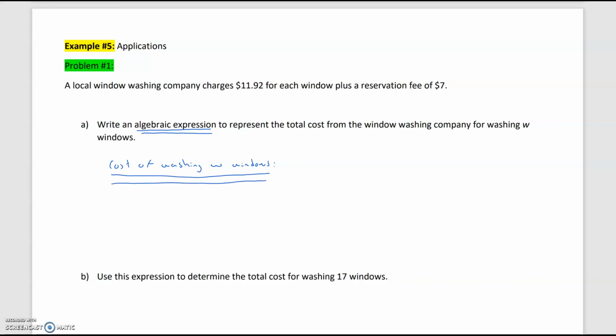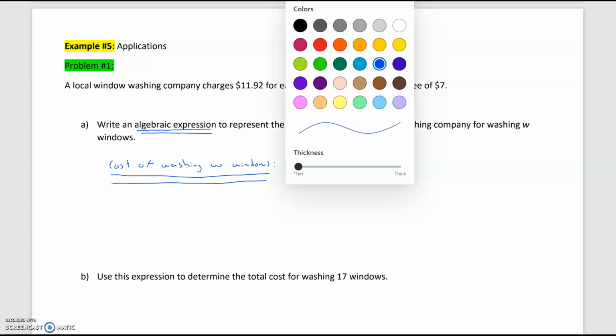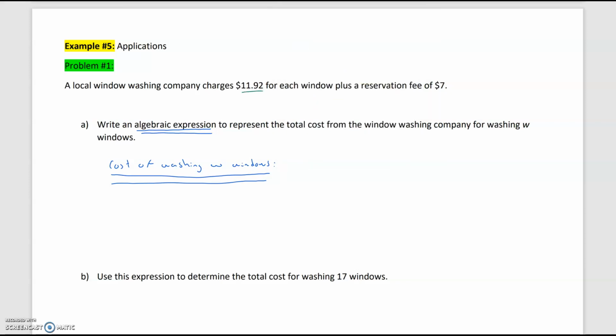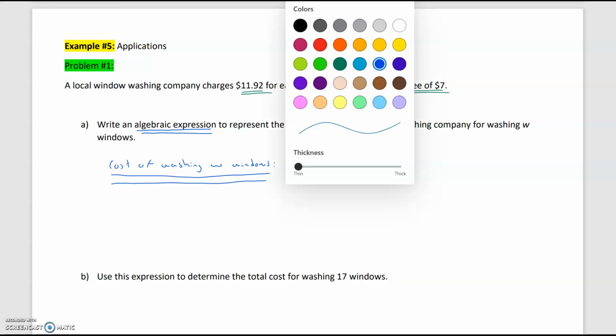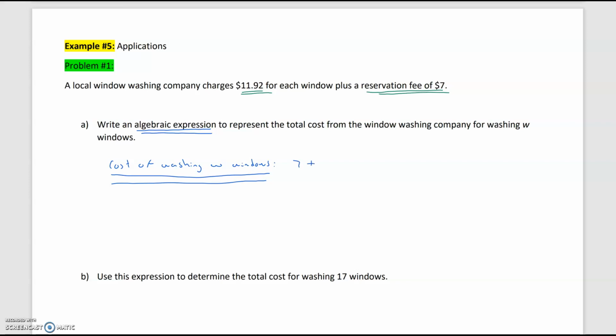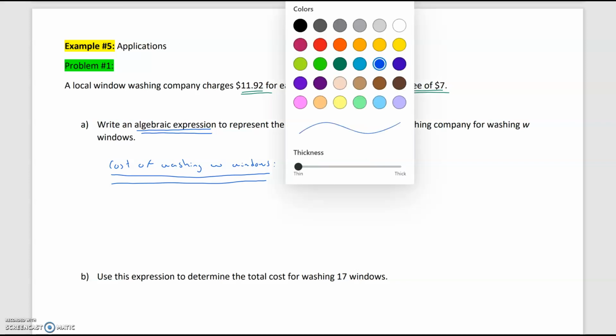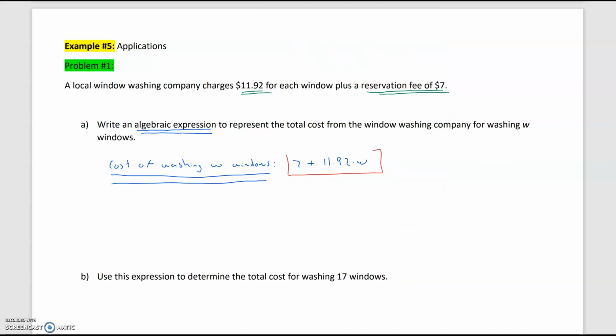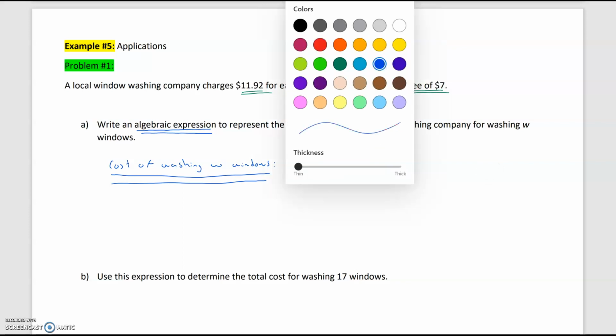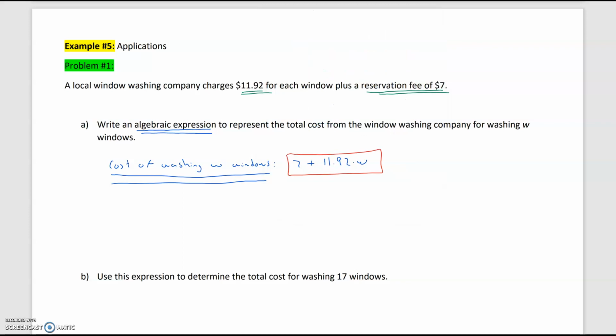And our expression here is going to be as follows. So the company states that they're charging $11.92 for each window plus a reservation fee. So in this case, the expression is going to have 7 plus the cost of each window. This will be 11.92 times W. This is one way to express it without the units. Most likely they're going to want us to select the one with the unit because it's talking about a cost.